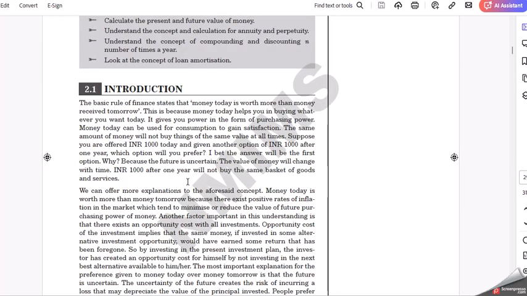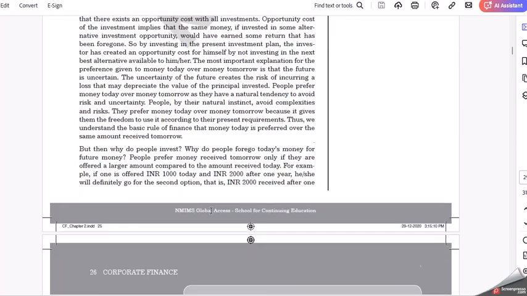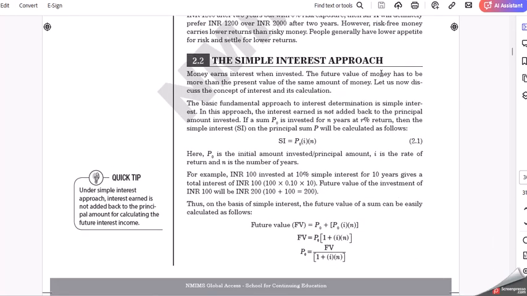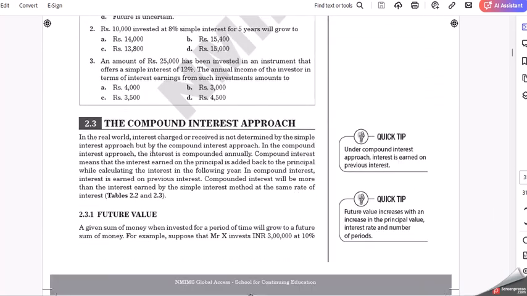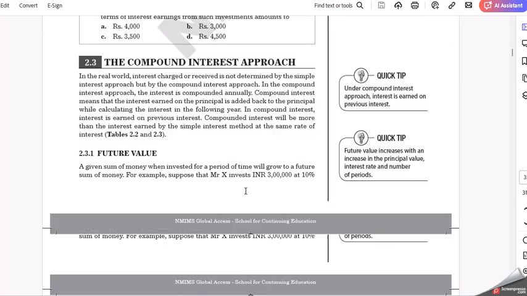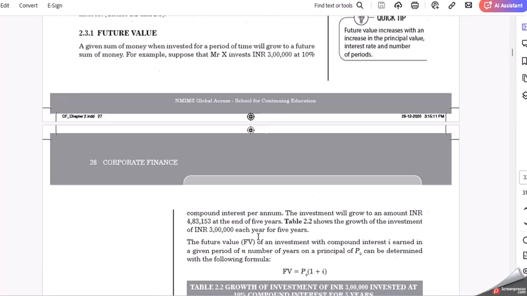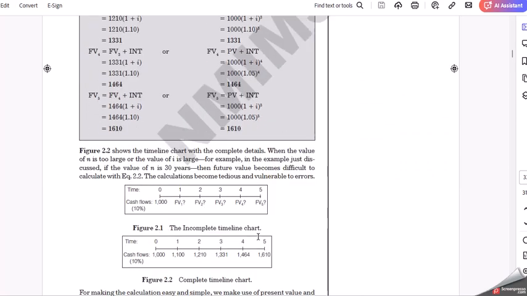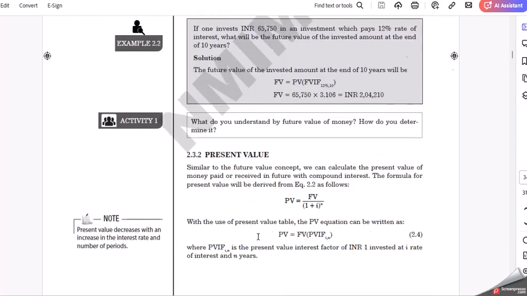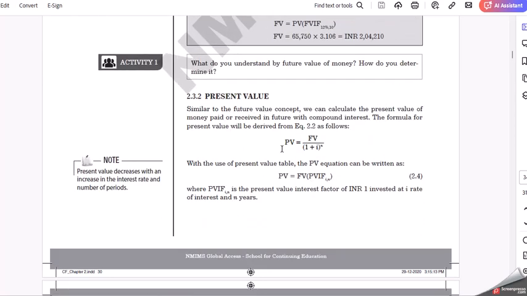So here comes your introduction part of it. You can take a brief about it, and then the simple interest approach, and you can write down some more about the compound interest approach. So future value, present value. So this information is going to be important to mention. Kindly mention the formulas, and when you're mentioning the formula, sometimes plagiarism can come up, but you can clearly mention at the bottom that it is being taken from your textbooks.